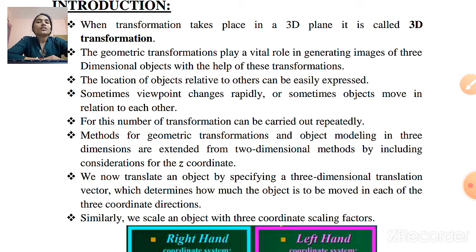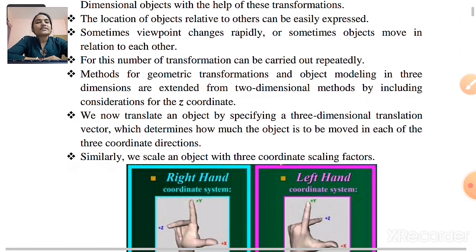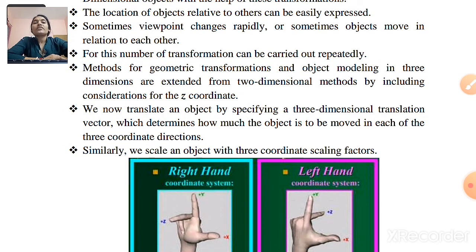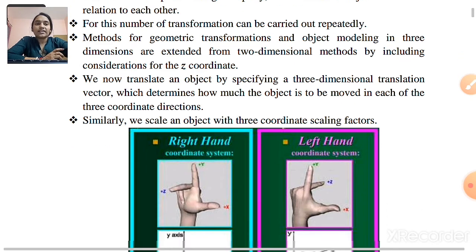We now translate the object by specifying a 3-dimensional translation vector, which determines how much the object is to be moved in each of the 3 coordinate directions. Similarly, we scale an object with 3 coordinate scaling factors.